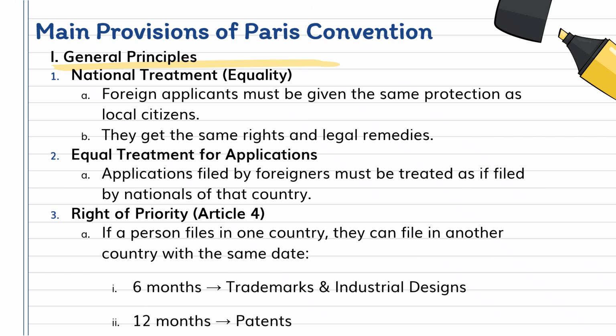Third point, right of priority. Article 4. If a person files in one country, they can file in another country with the same date. Within 6 months for trademarks and industrial designs. Within 12 months for patents.